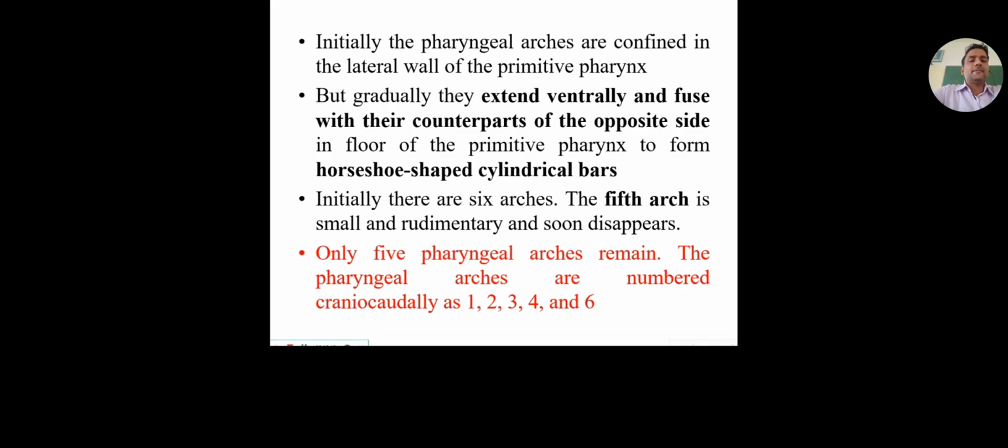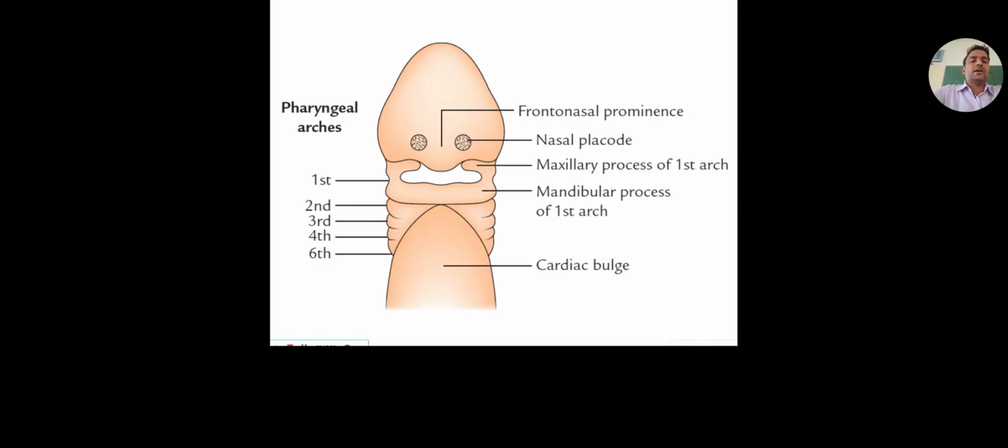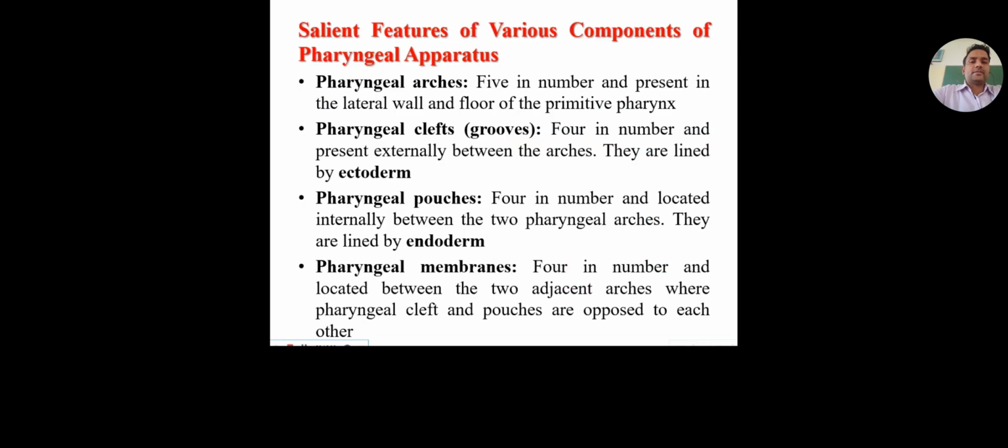cylindrical bars. So initially there are 6 arches, the 5th one will disappear. So they form these 5 arches, 1, 2, 3, 4th and 6th. The 5th arch disappears. So this is how you see the horseshoe shaped arches are formed here. So 1, 2, 3, 4, 6.